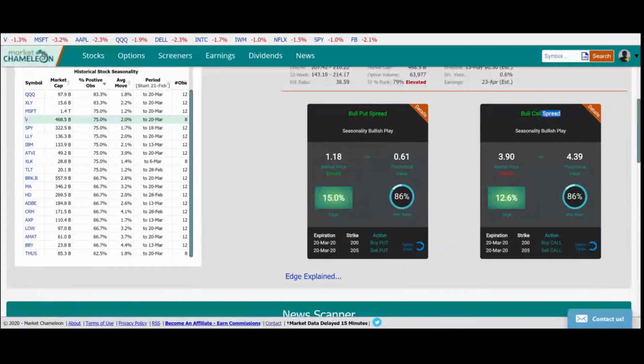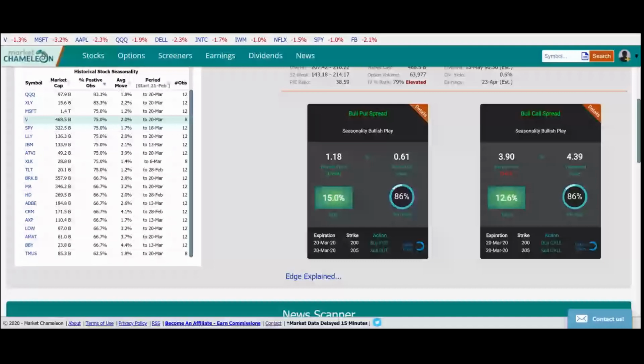This is called a call spread. It's a bull call spread. The reason it did it, besides seeing that it's a good price, which I'll get to, is that there's also seasonal strength between today and the expiration, which is March 20th. What this is telling me is that historically, in the last 8 years, starting today, February 21st when the market closed, to March 20th, Visa was up 75% of the time versus down 25%, and its average return was 2%.